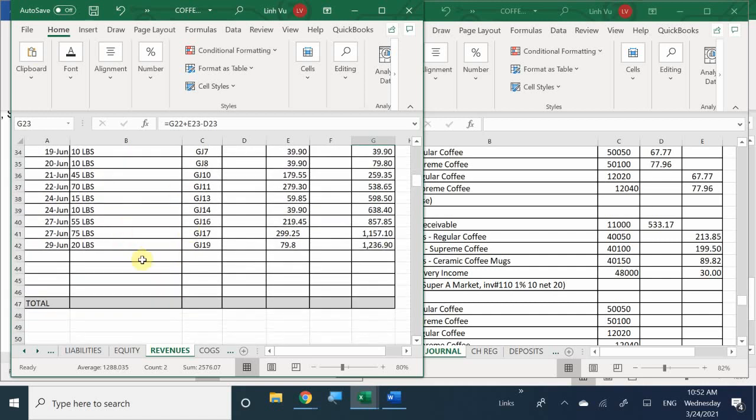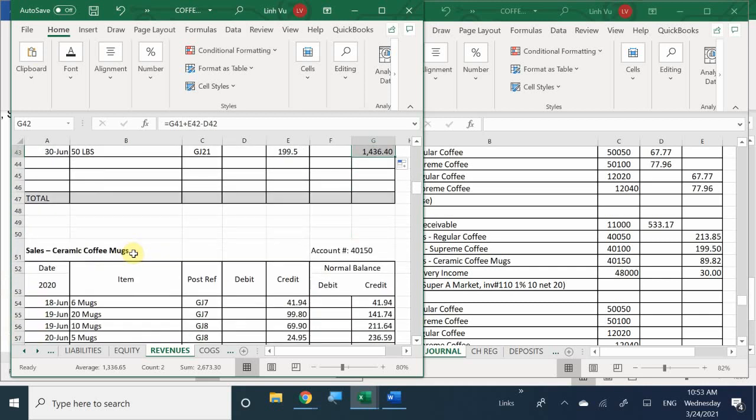Then we have sold Supreme Coffee. How many pounds did we sell? 50. 50 pounds. General Journal number 21 for a total of 199.50. So what is my total here? 142.64. 1,436.4. Good.